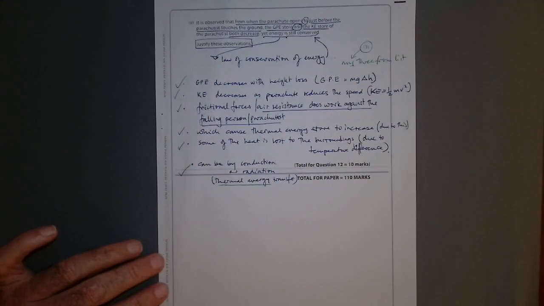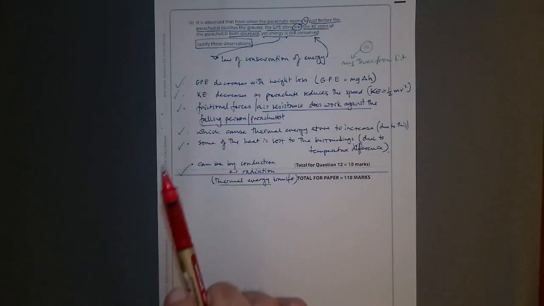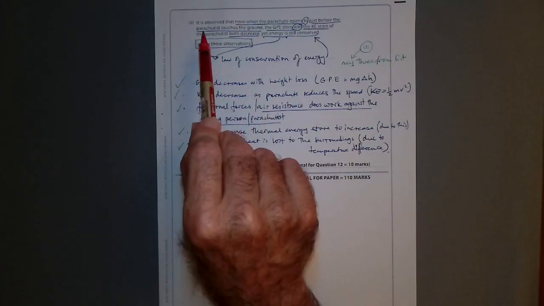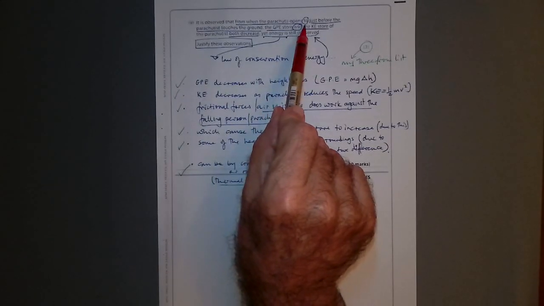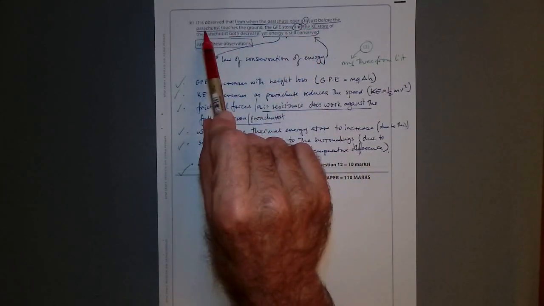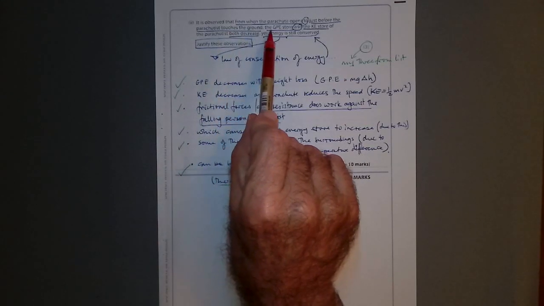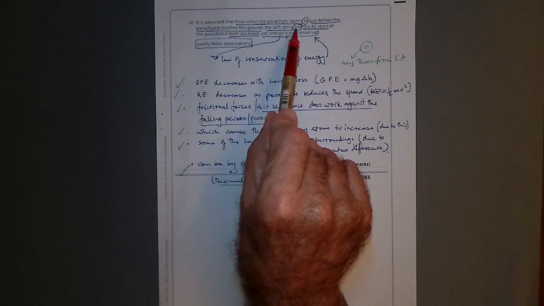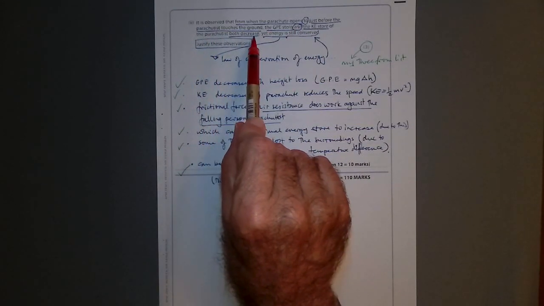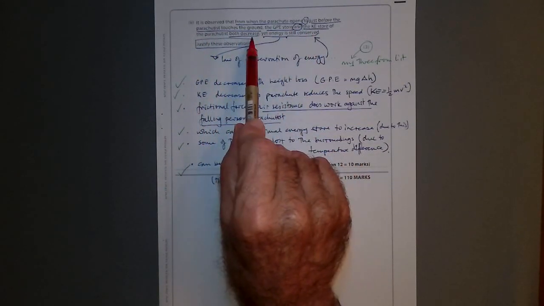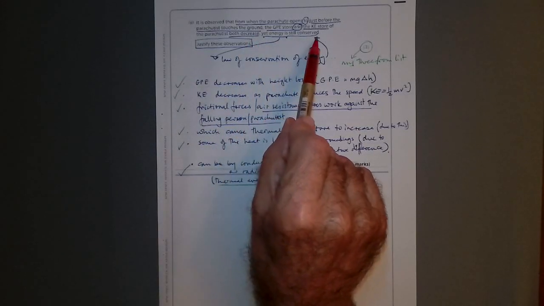As we have now come to the end of the exam, the last bit you need to do is to continue with question 12. It is observed that from when the parachute opens, to just before the parachute touches the ground, the gravitational potential energy store and the kinetic energy store of the parachutist both decrease. Well, if they're both decreasing, where's the energy gone? Remember the conservation of energy principle? So energy must still be conserved, it says.